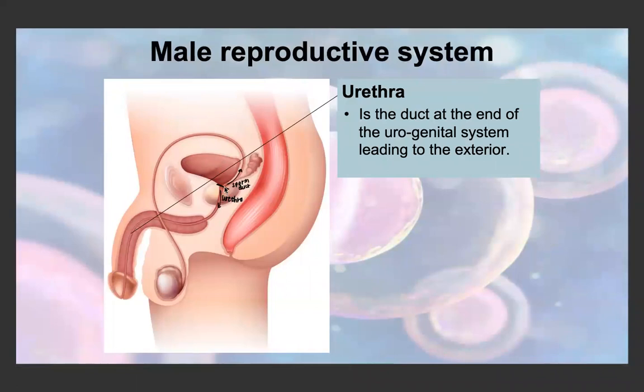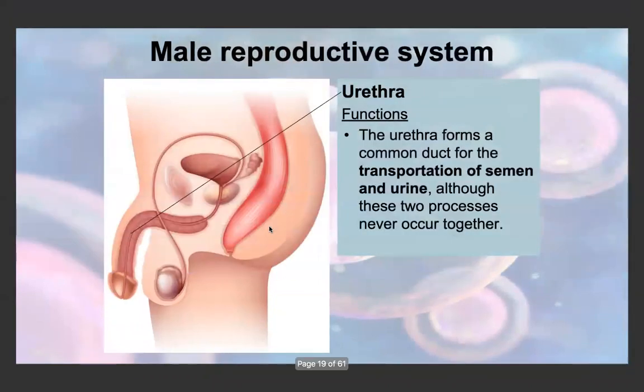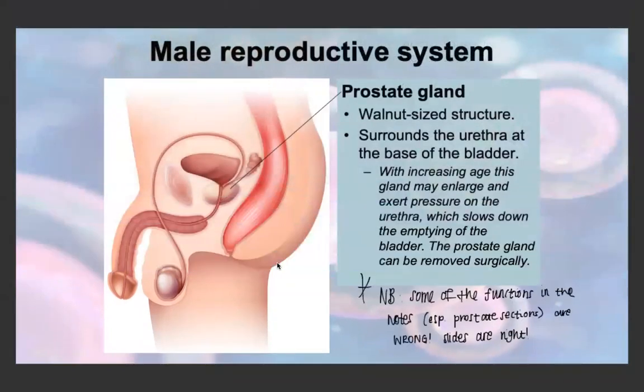The urethra starts here, so the vas deferens continues from the epididymis here. We have the sperm duct up there, and just below the bladder, it changes to the urethra. So the urethra is the duct at the end of the urogenital system, so uro with urine and genital with gametes and reproductive organs, and it leads to the exterior of the body. It forms a common duct for the transportation of semen and urine. So both semen and urine are transported out the urethra, but obviously they never occur at the same time.